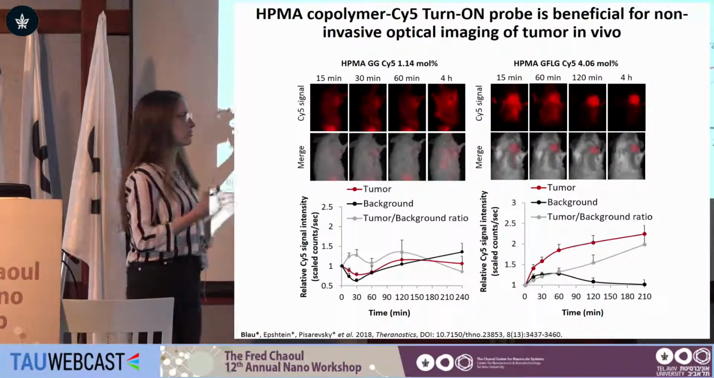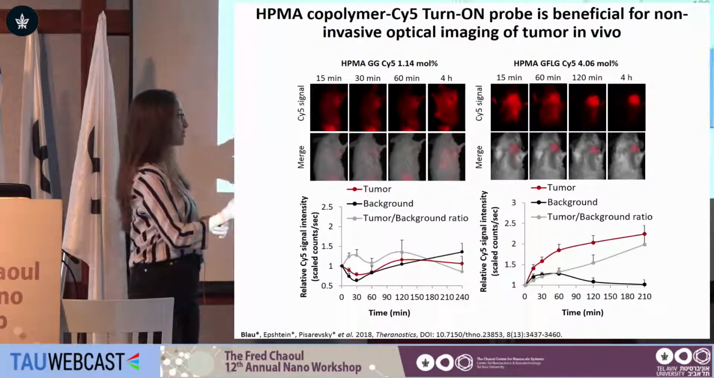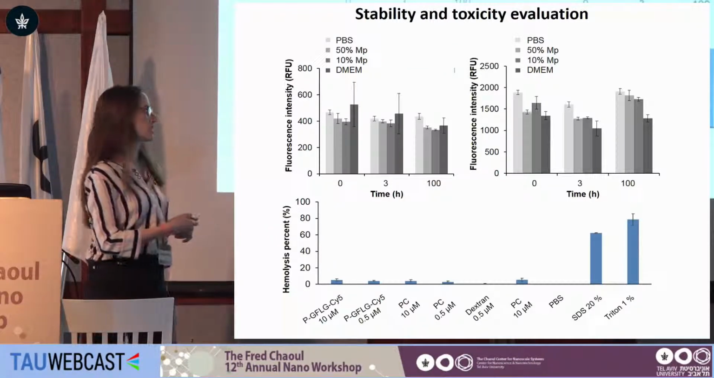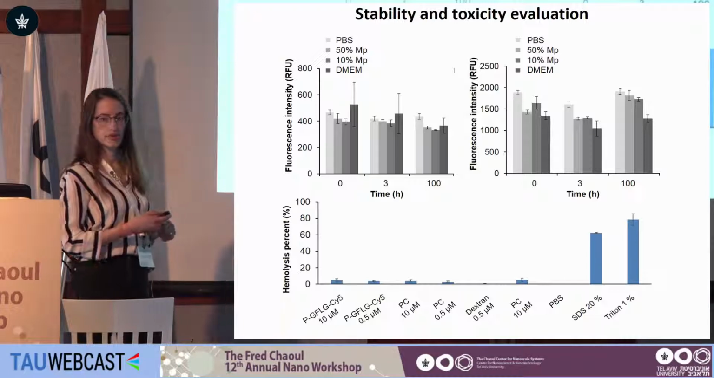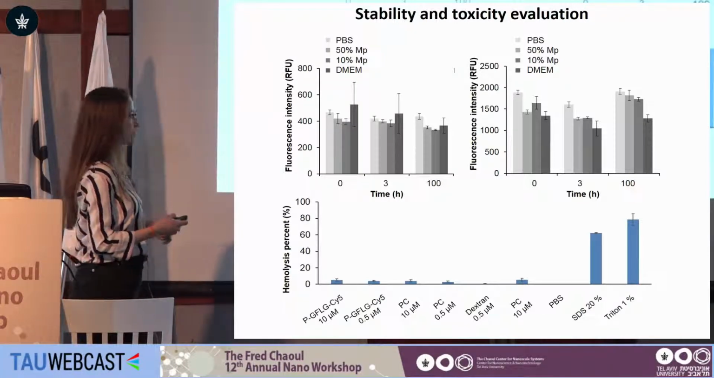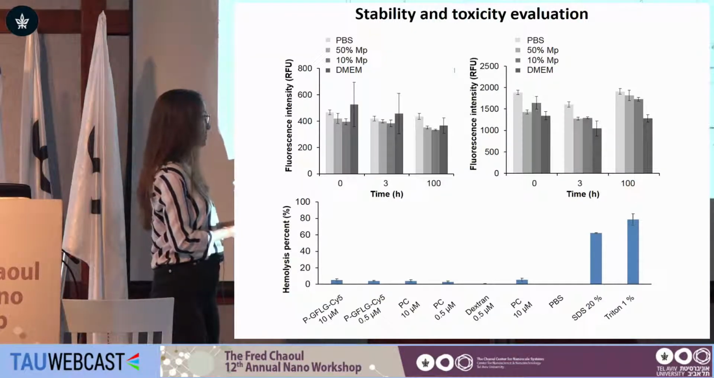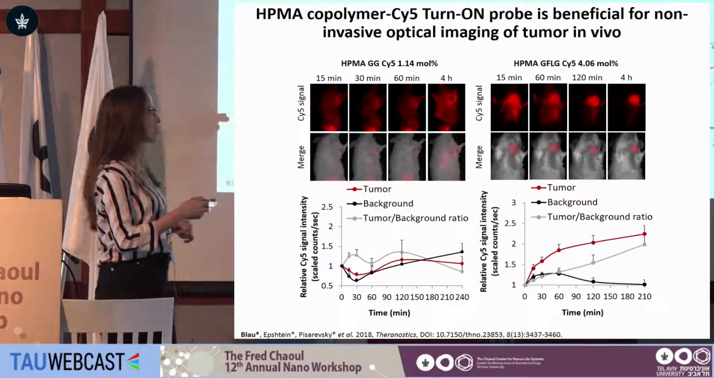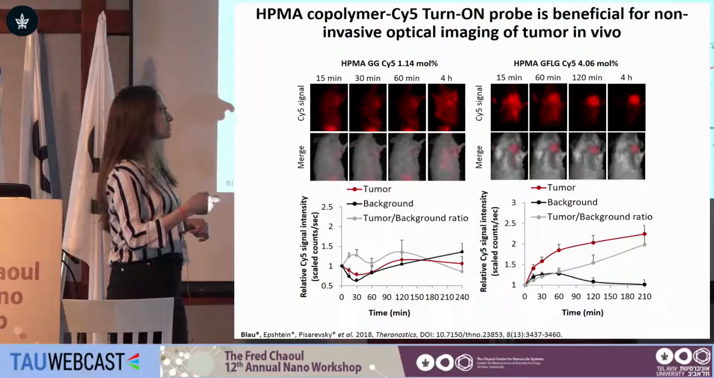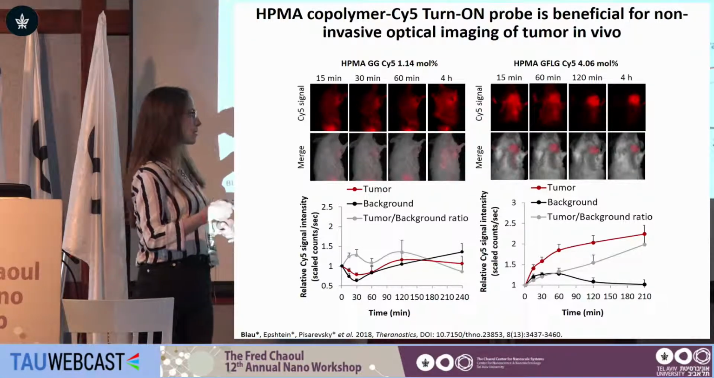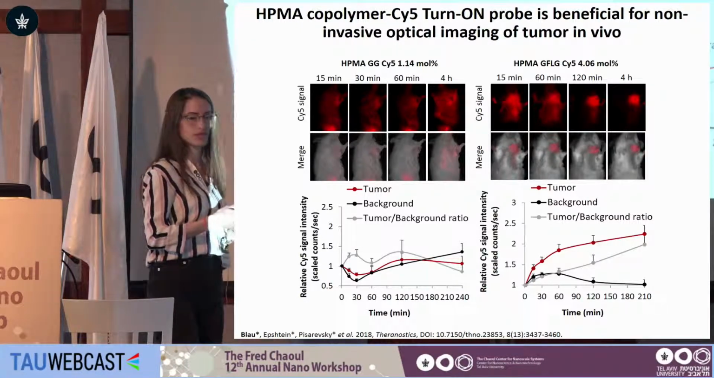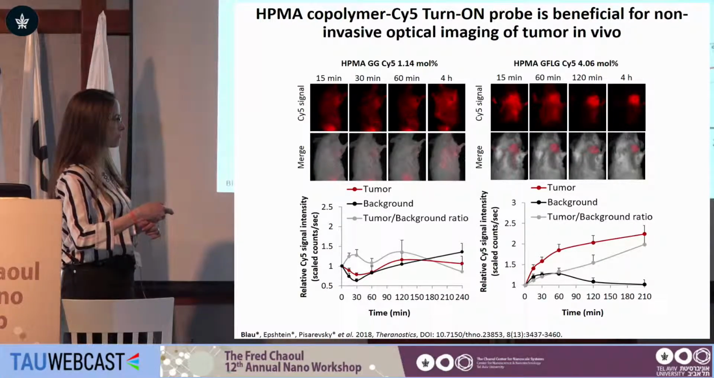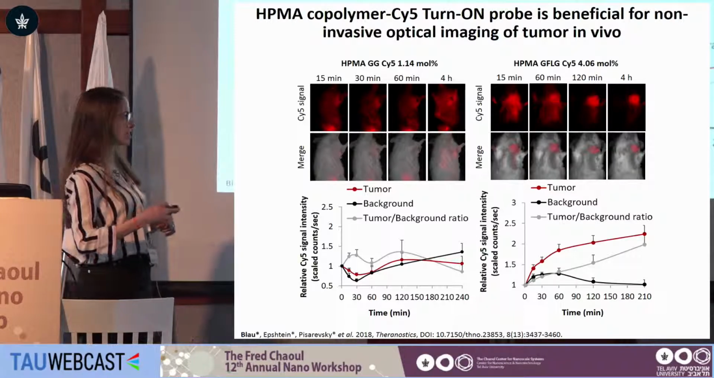And lastly, before moving to in vivo studies, we showed the stability of our probe in different media, and that it was non-toxic towards hemolysis of red blood cells in the concentration used for in vitro and in vivo. So then we moved forward to the in vivo study. We imaged our probe tumor to background ratio upon intravenous administration, and we found the highest tumor to background ratio here in gray, 4 hours post-IV injection.